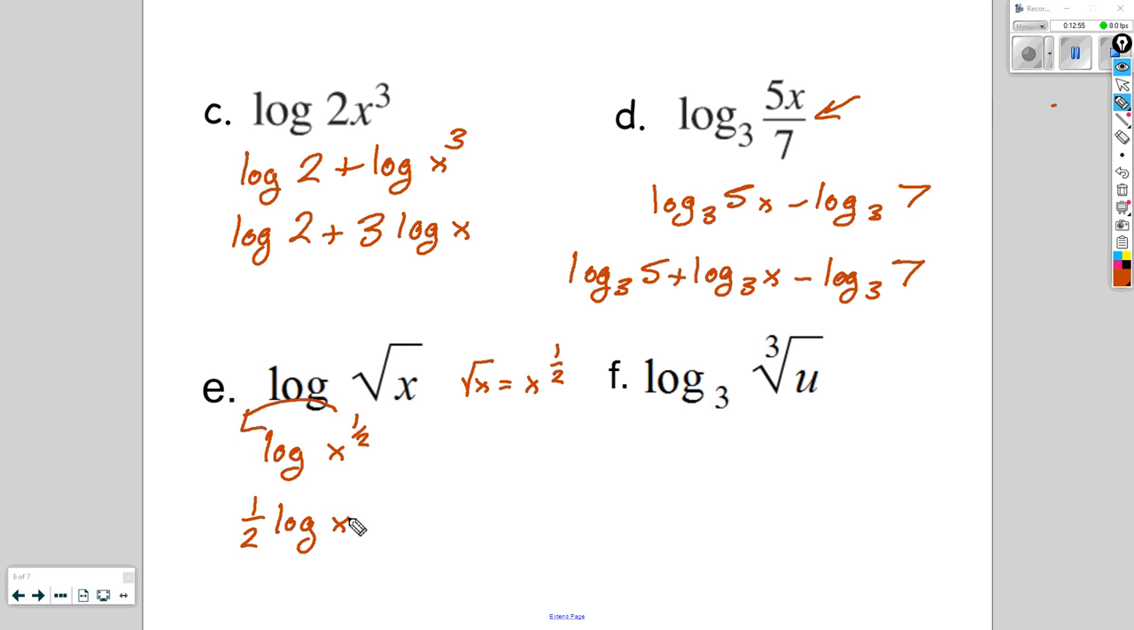Same thing for part F, okay? The cubed root of u is really just u to the 1/3 power. So I'm just going to rewrite it like so. Log base 3 of u to the 1/3 power. And that makes this pretty easy to rewrite. That's just 1/3 times log base 3 of u.